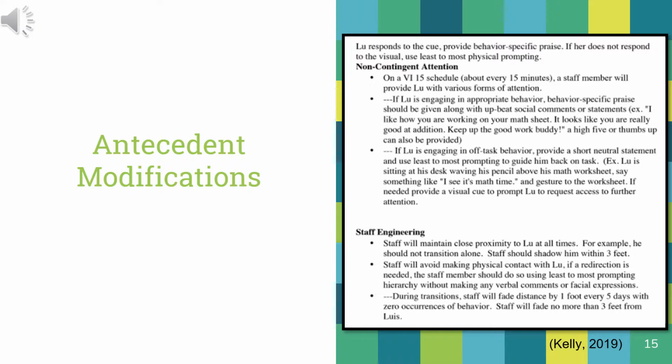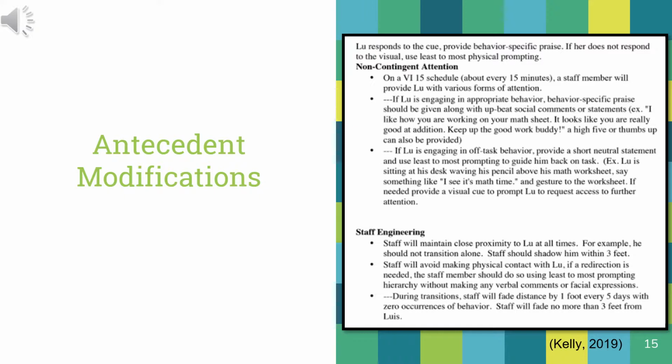The next antecedent modification that is listed is non-contingent attention. It states that a VI 15 schedule, meaning about every 15 minutes, a staff member will provide Lou with various forms of attention. By providing non-contingent attention, they are manipulating the MO for attention by using satiation. This will have an abative effect, and it will decrease those problem behaviors he would engage in to acquire attention. It will also decrease the reinforcing effectiveness of attention.